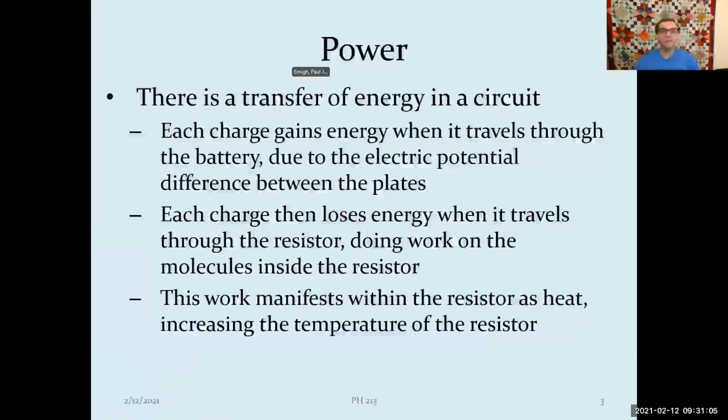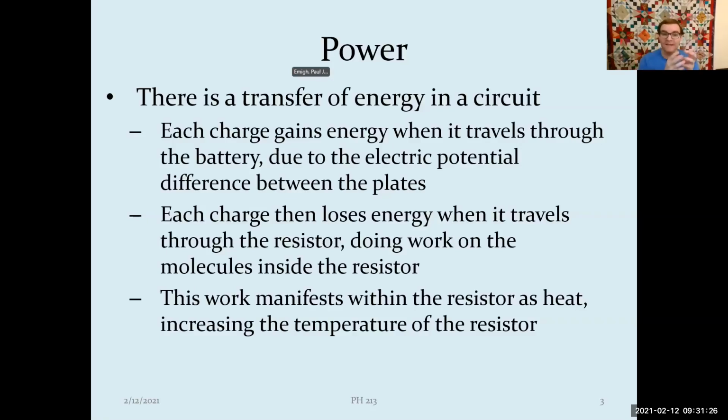Welcome back, everybody. So in class, we talked a little bit about power, and I wanted to take a moment to show you a little bit about where the power equation comes from. I'm going to start by talking about energy, which is something we're very familiar with. And perhaps unsurprisingly, there's a transfer of energy in a circuit.